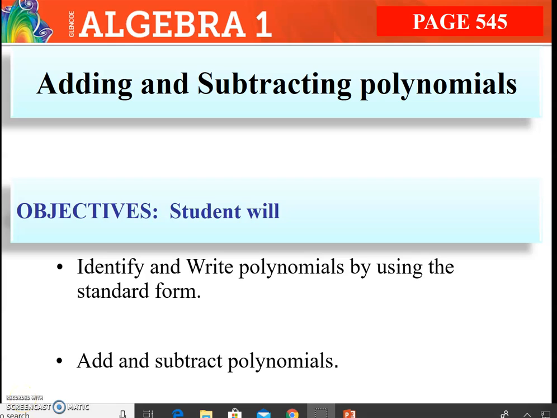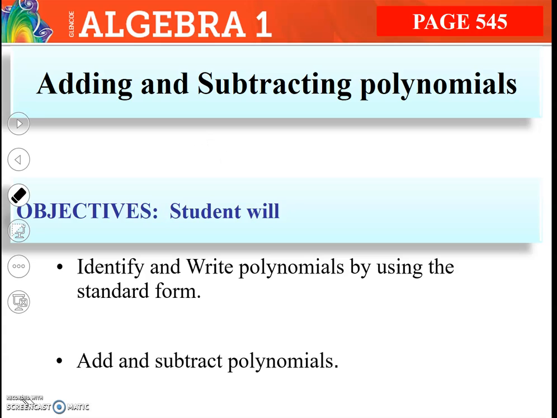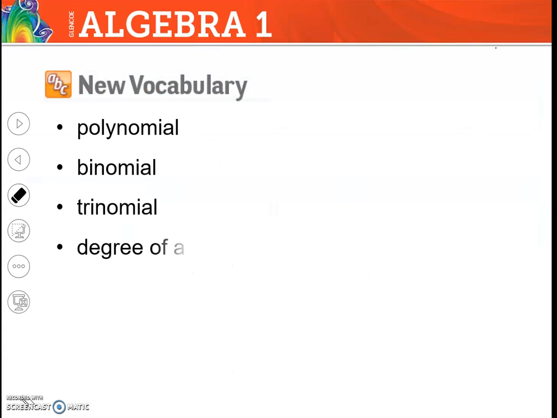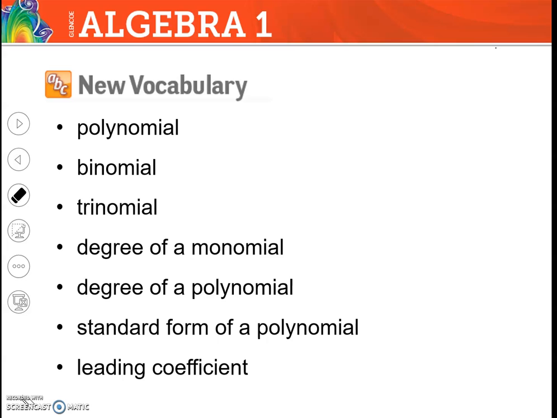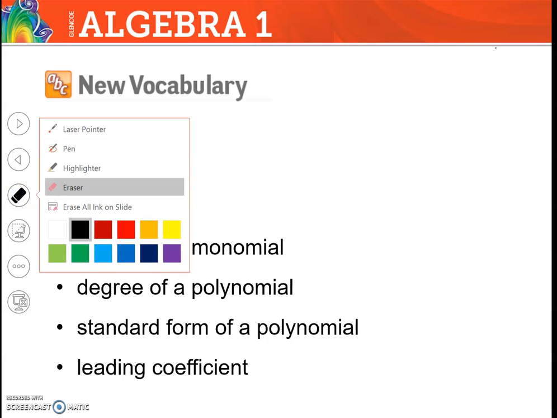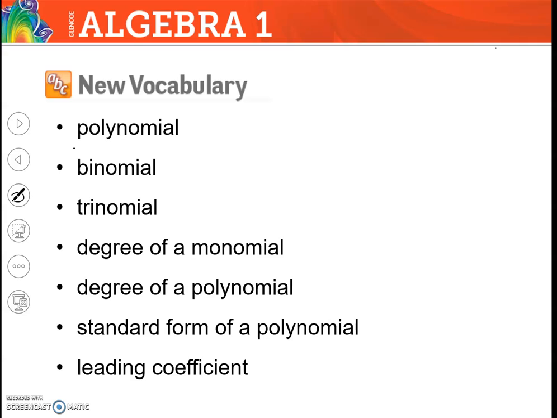Good morning. Our lesson for today is adding and subtracting polynomials. Our objective: students will identify and write polynomials by using the standard form and add and subtract polynomials. Our vocabulary: polynomials, binomial, trinomial, degree of a monomial, degree of a polynomial, standard form of a polynomial, and the leading coefficient. As we go on with the lesson, we'll be able to identify all the vocabulary.